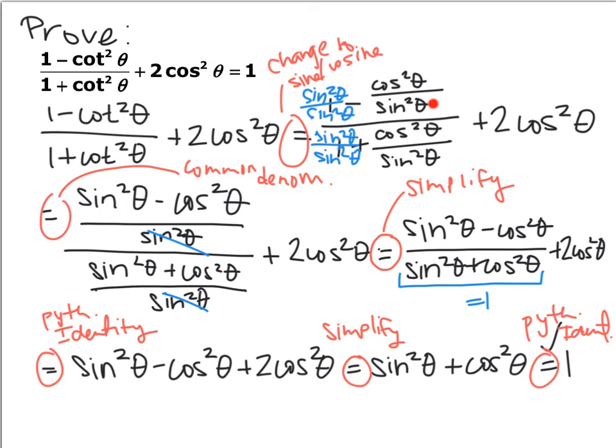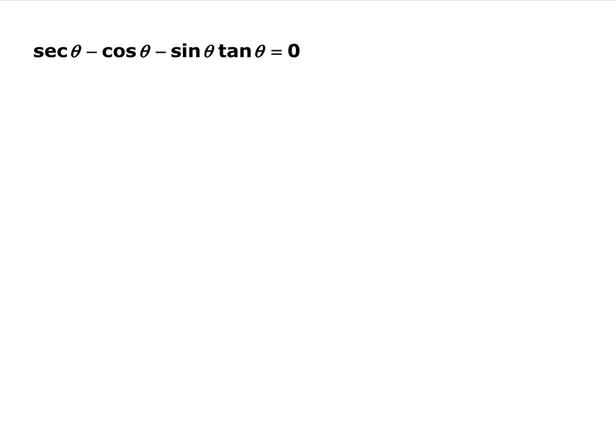So we picked the more complex side. We changed everything to sine and cosines. We made a common denominator. We simplified the denominators. We used Pythagorean identity to get rid of the denominator here because that just equals 1. We simplified, and then we used another Pythagorean identity. So you'll start to see the patterns. Whenever you have fractions, normally you want to make a common denominator. Whenever you have things that aren't sine or cosine, you usually want to make them into sine and cosine if you can. Whenever you have squared trig functions, 9 times out of 10, you're going to be using Pythagorean identities. So go ahead and try this one.